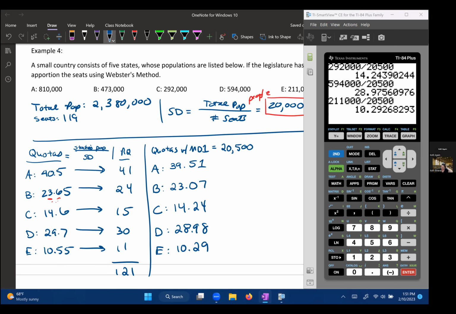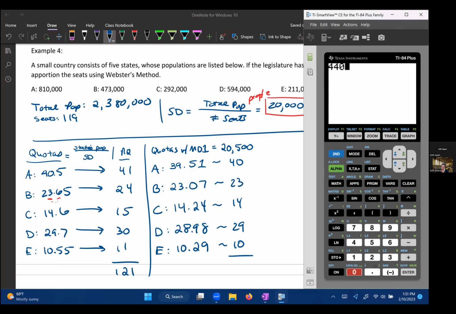10.29. Okay, now we want to round each of these, and conventionally round. So 39.51 rounds up to 40. This one goes down to 23. This one is 14. This one is 29, and this one is 10. All right, what is that? 40 plus 23 plus 14 plus 29 plus 10, 116. Oh, now we're too low.